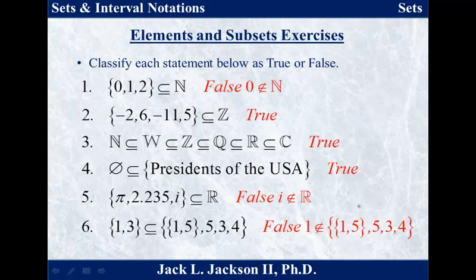Okay. The set containing 0, 1, and 2 is a subset of the natural numbers. Well, that's false because the set on the left, that's supposed to be the subset, contains the element 0, but the set on the right does not contain 0. 0 is not an element of the natural numbers, so that is not a subset. We could fix it by either throwing 0 out of the set on the left or by increasing the set on the right to the whole numbers.